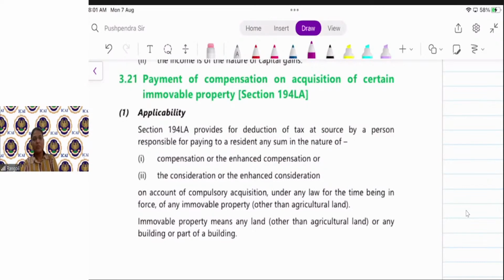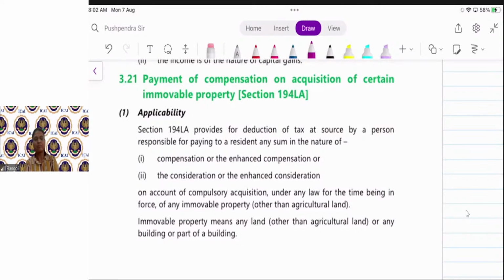Okay, so section 194LA is applicable only and only when there is compulsory acquisition of property. In case of compulsory acquisition, you will get two types of payment. First is compensation. The second is enhanced compensation. Right? So in that case, the payer is the government. And this provision is not applicable in case of rural agricultural land, because rural agricultural land is outside the purview of capital asset, and tax is not applicable.